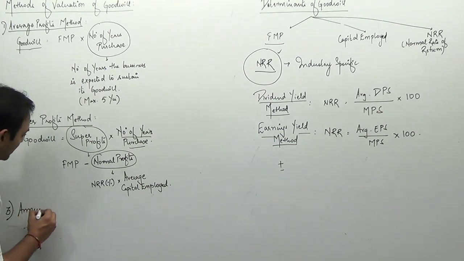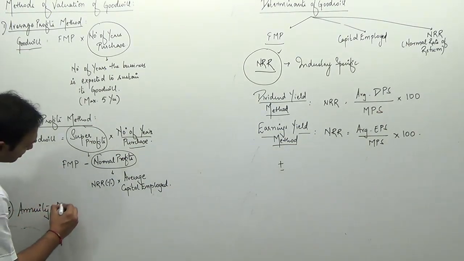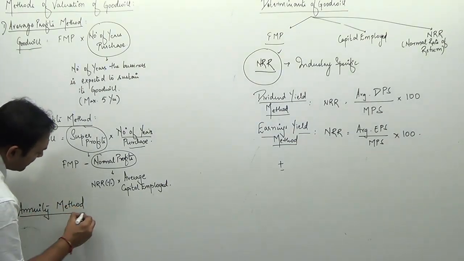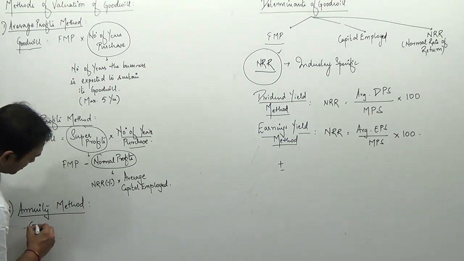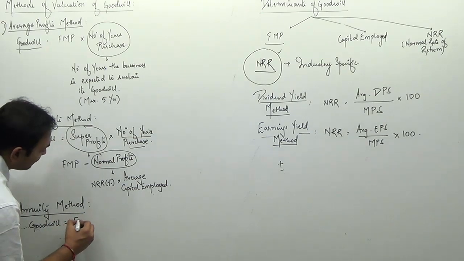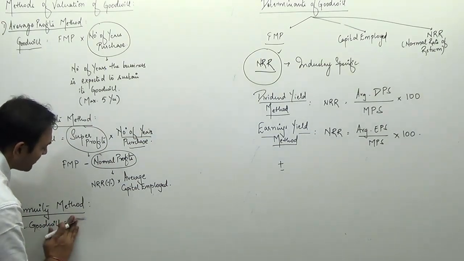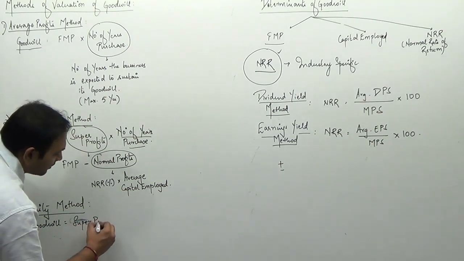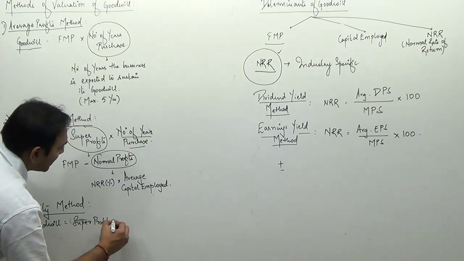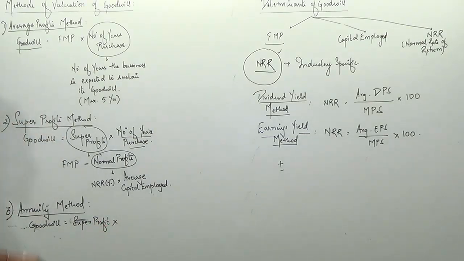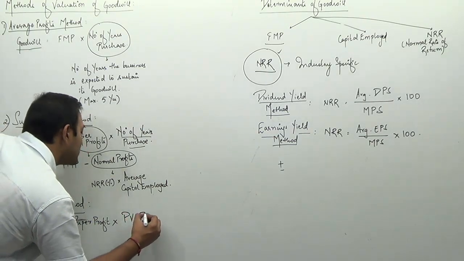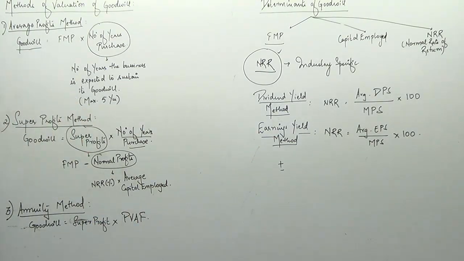So to fix this, we'll start taking a discounted basis. Such a discounted basis, we call the annuity method of computation. Annuity method in valuation of goodwill. Goodwill is equal to super profit, which is fine. But instead of taking the number of years purchase, I need to start taking a discount factor. Such a discount factor is called the present value annuity factor.